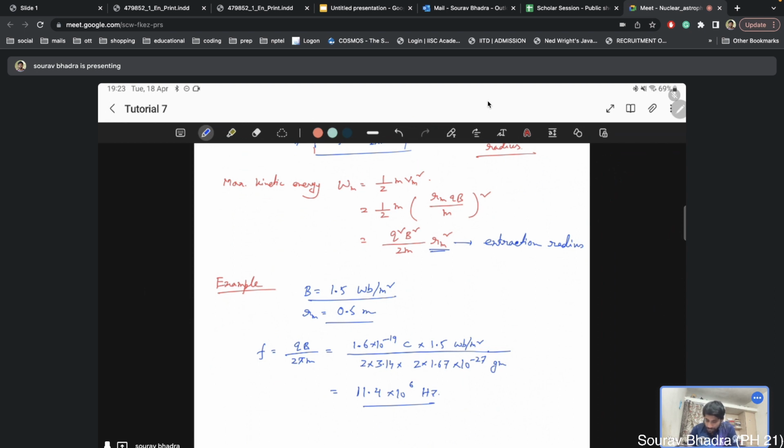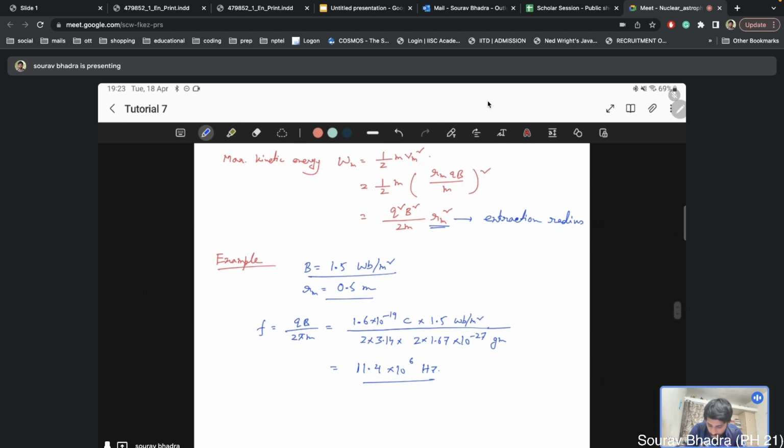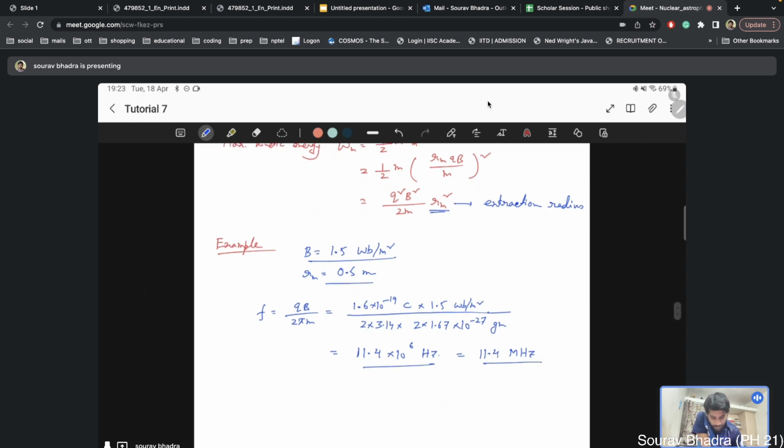Yes, I was right: 11.4 into 10 to the power 6 hertz, or you can write it as 11.4 megahertz. It will be the frequency of the oscillation of the electric field. Also, we will calculate the maximum energy of the deuteron.